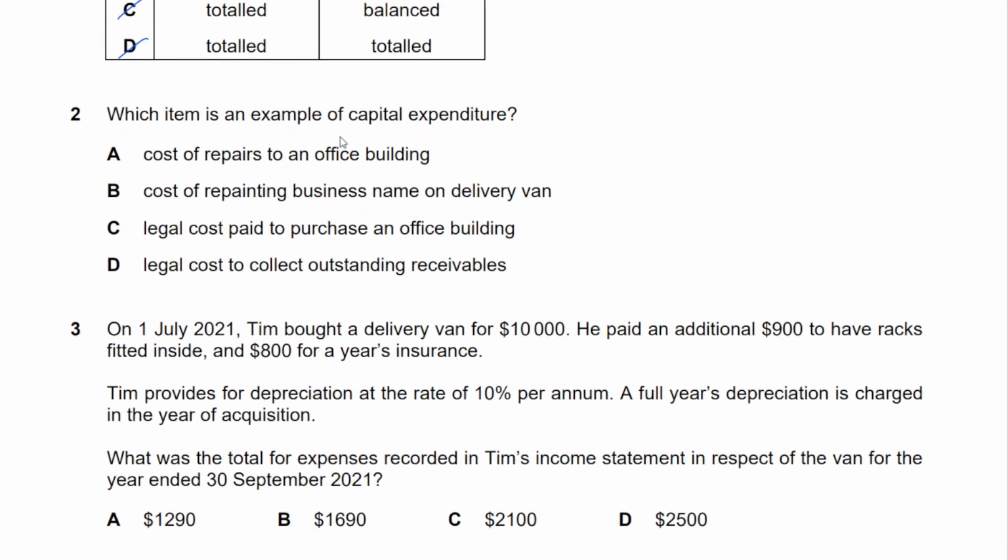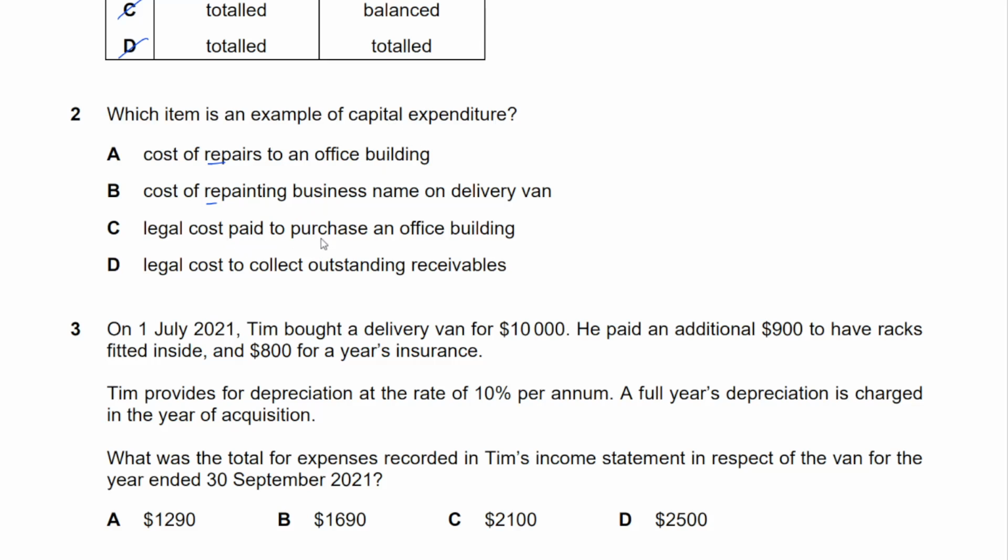Which item is an example of capital expenditure? Cost of repairs to an office building, cost of repainting business name on delivery vehicle. You see, most of the time when they say "re-" something, they're just maintaining their non-current assets, and it's very likely not capital expenditure. There can be exceptions, right? But mostly repairs, repainting, refurbishing, fixing anything, bringing it back to its original condition, that's not capital expenditure, that's just revenue expenditure.